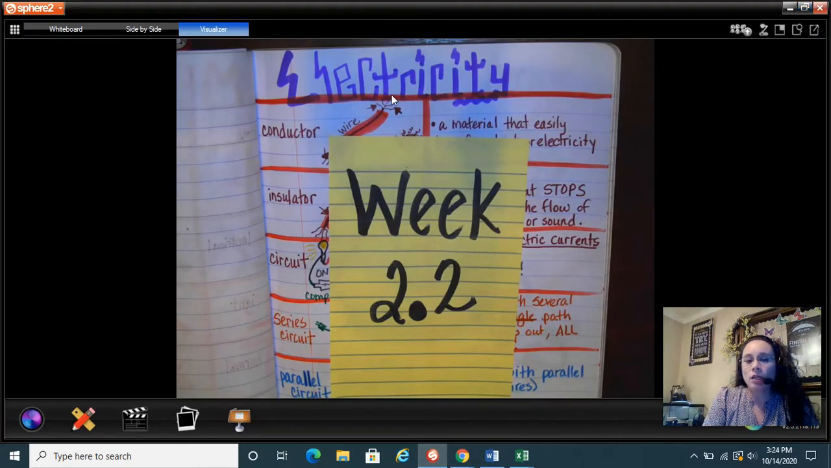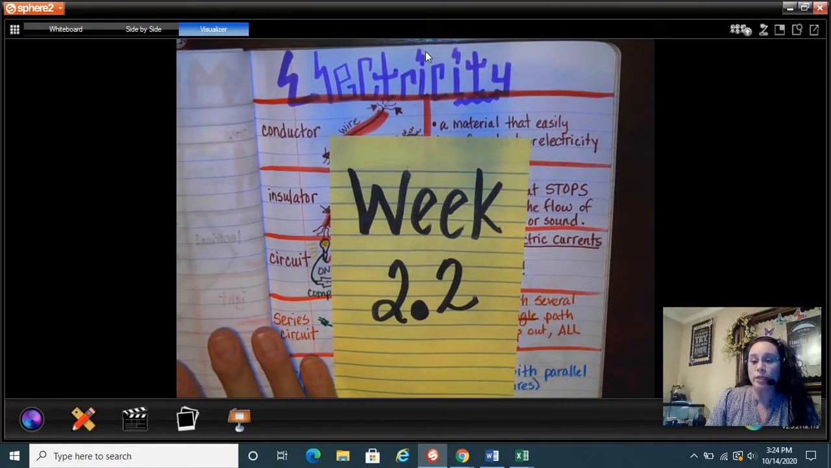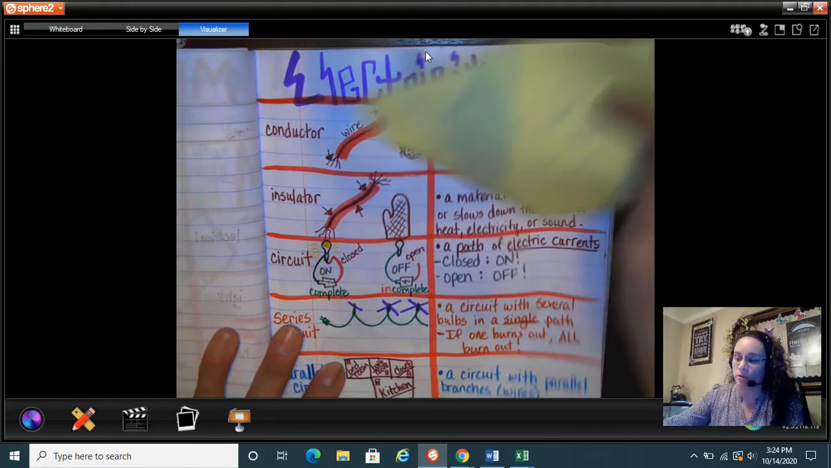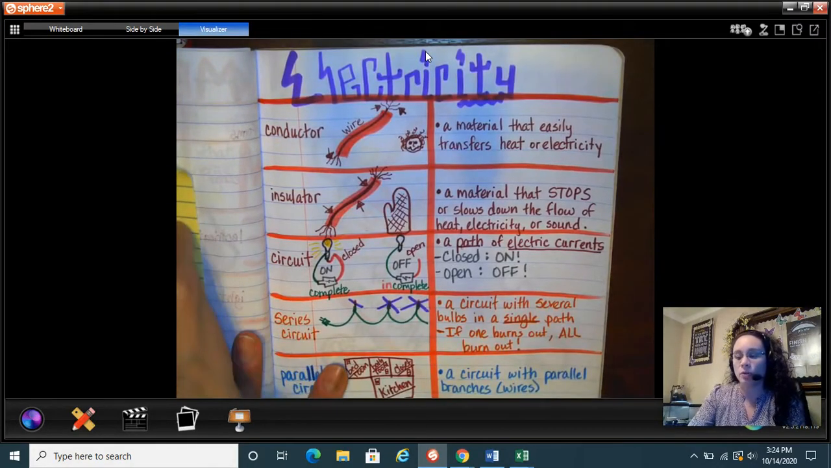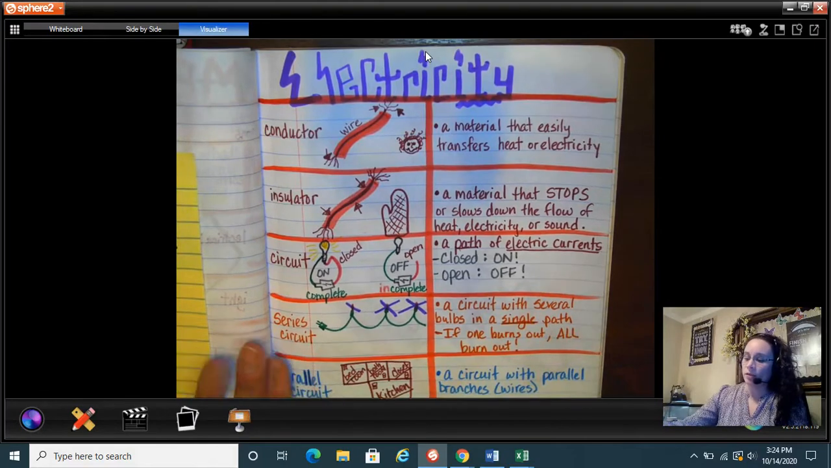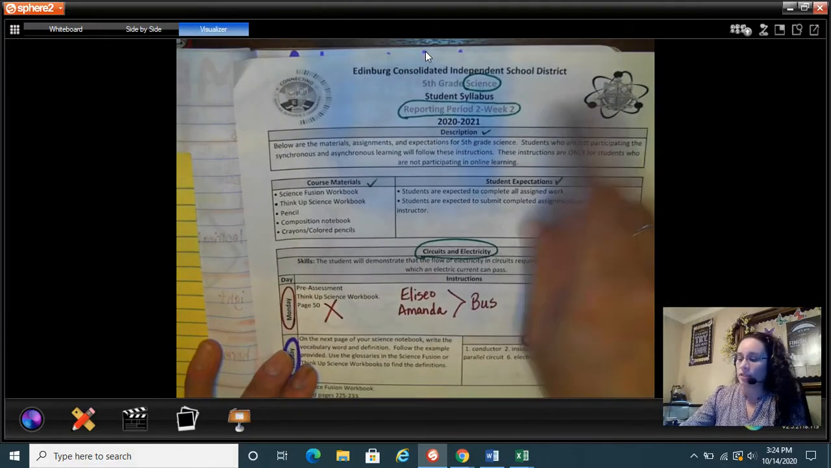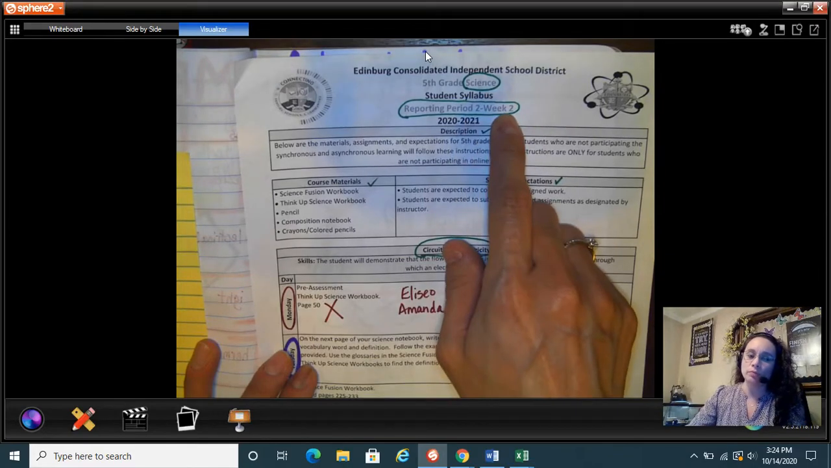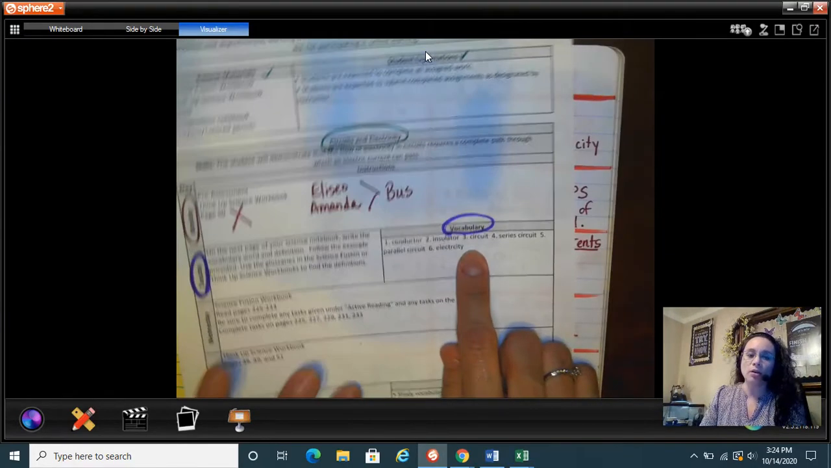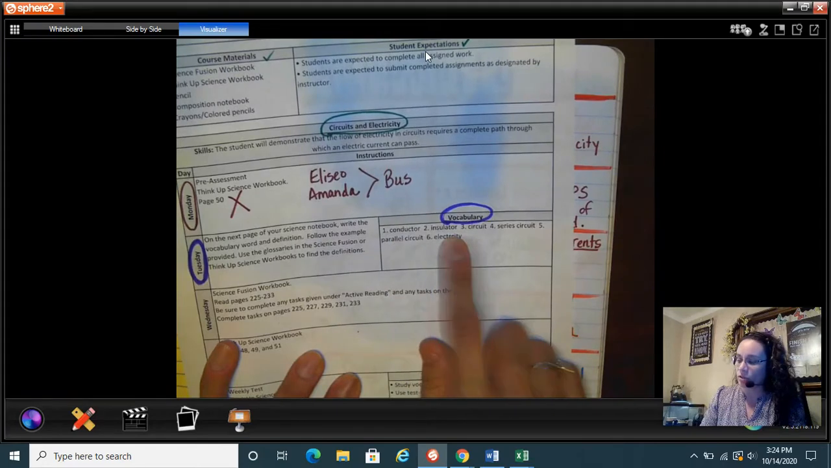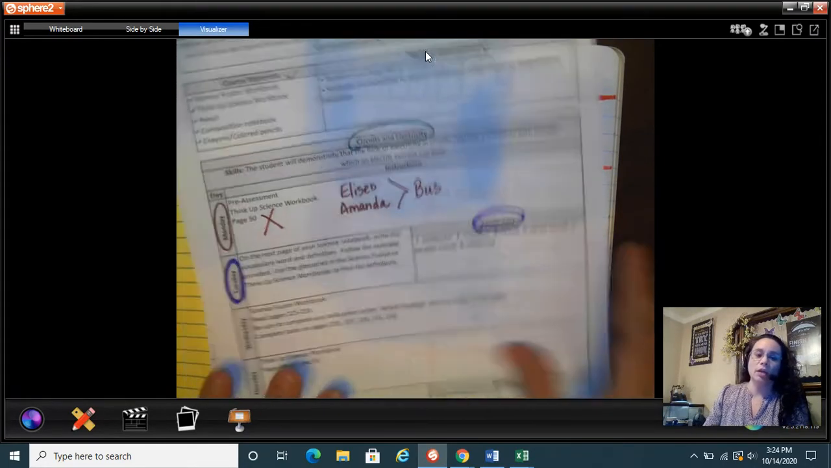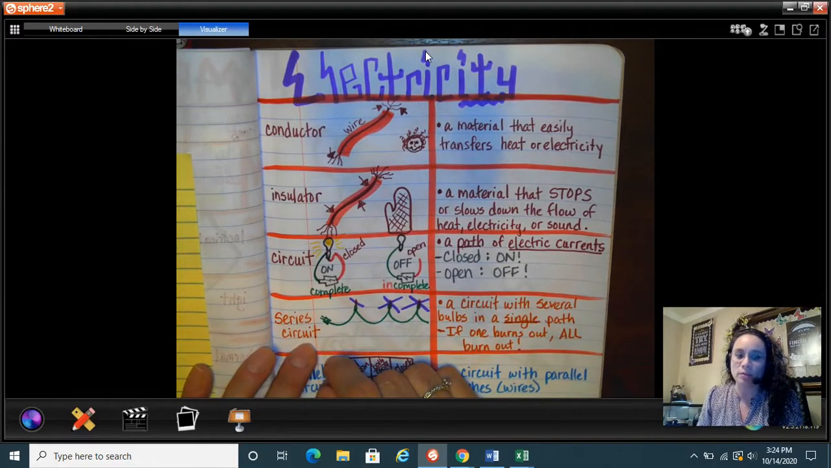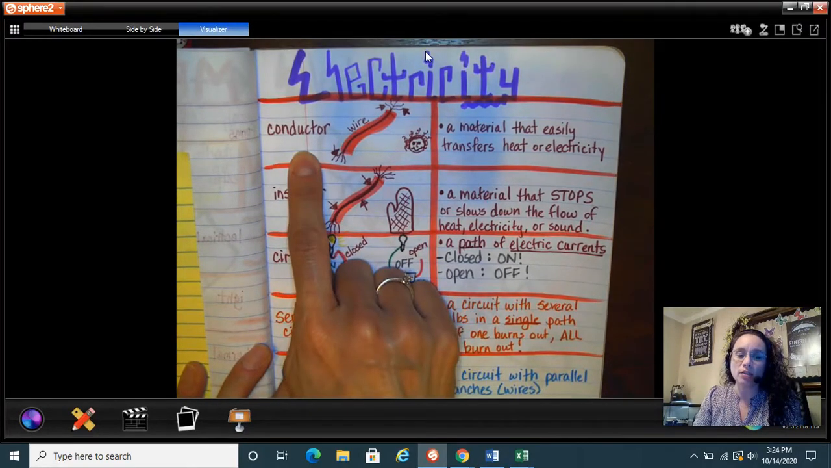Okay, here is the page where week 2.2 begins, and it always begins with vocabulary words. Okay, so the vocabulary words I got from the syllabus. So it's a science syllabus for reporting period 2, week 2. So if you go down to Tuesday, right there: conductor, insulator, circuit, series circuit, parallel. Okay, so that's where I got the vocabulary words. So I have the first one is conductor.